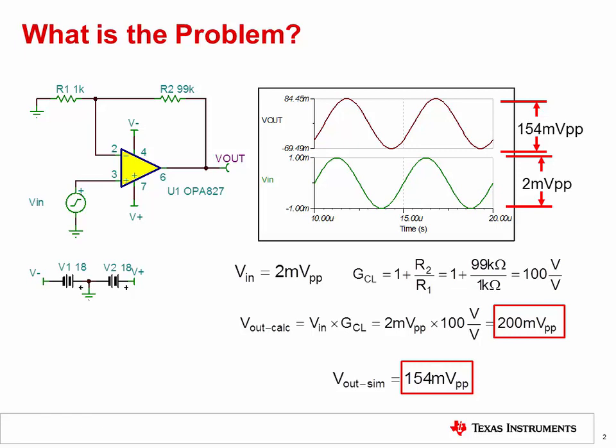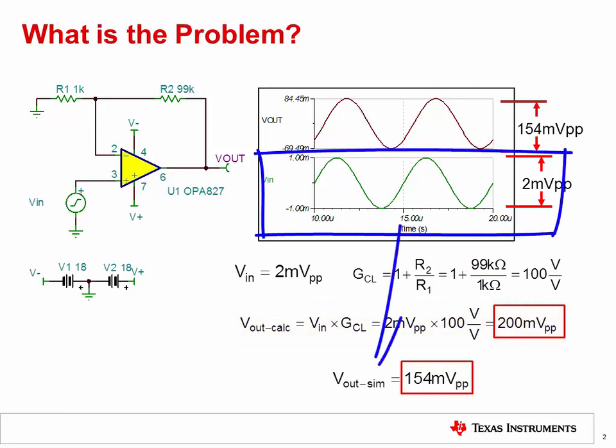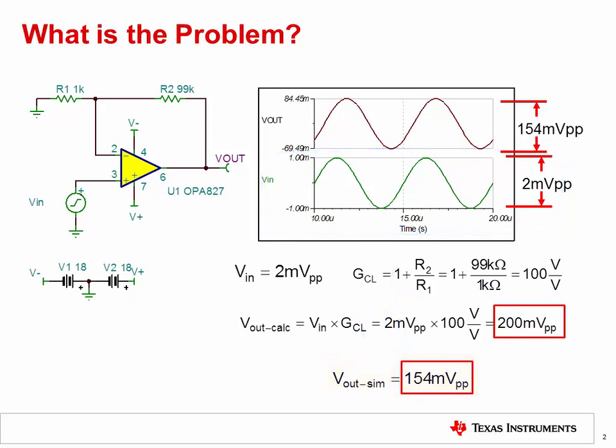In this transient simulation, the OPA827 is set up in a non-inverting configuration with a closed-loop gain of 100 volts per volt. The input signal, Vin, is 2 millivolts peak to peak. The product of the input signal and closed-loop gain is 200 millivolts peak to peak. When simulated, however, the output voltage is only 154 millivolts peak to peak. Why? In order to answer this question, we need to fully understand the concept of bandwidth. First, let's review a few topics.